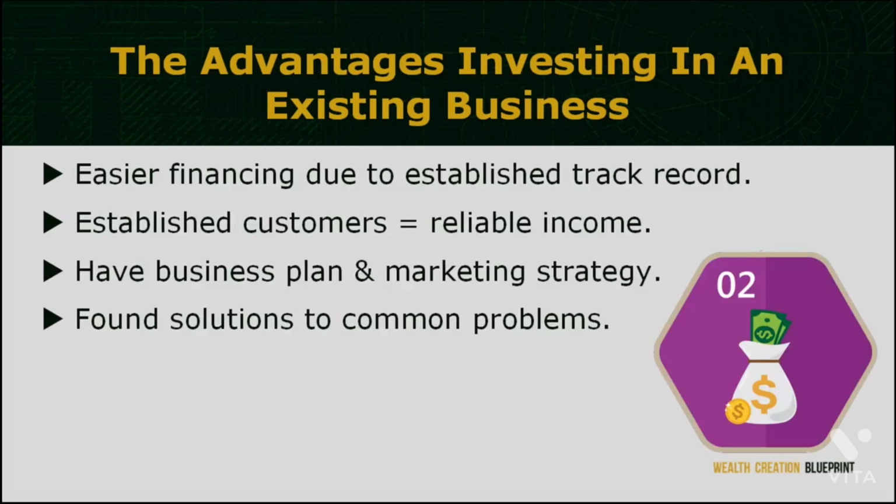It can often be easier to obtain financing because the business already has an established track record. There are likely established customers, which means there is a reliable income and a good network of contacts already in place. There should already be a business plan and a marketing strategy in place. Many of the problems that businesses run into have already occurred and been resolved.